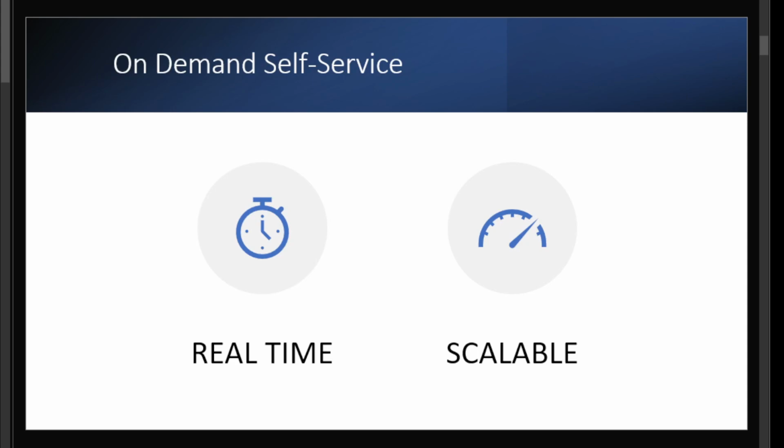On-demand self-service just means that you can get the service as a customer on demand. It's real time. It's very scalable. And during this time, the cloud service provider can provide this service with little or no intervention in providing the service.